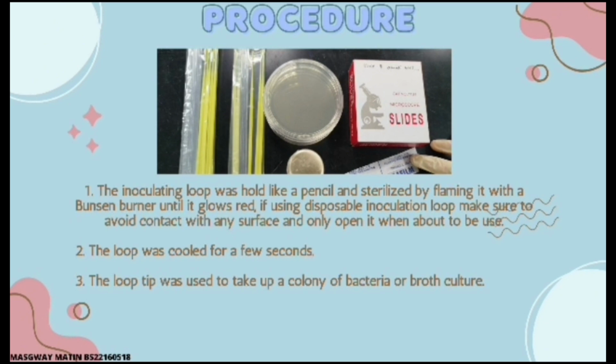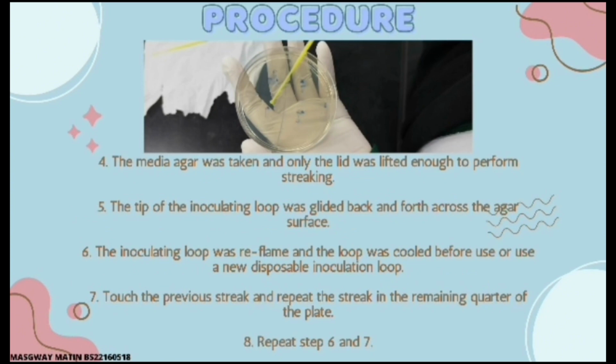Third step, the loop tip was used to pick up a colony of bacteria or broth culture. Fourth step, the media agar was taken out and only the lid was lifted enough to perform streaking gently. The tip of the inoculating loop was glided back and forth across the agar surface. Again, very gently.